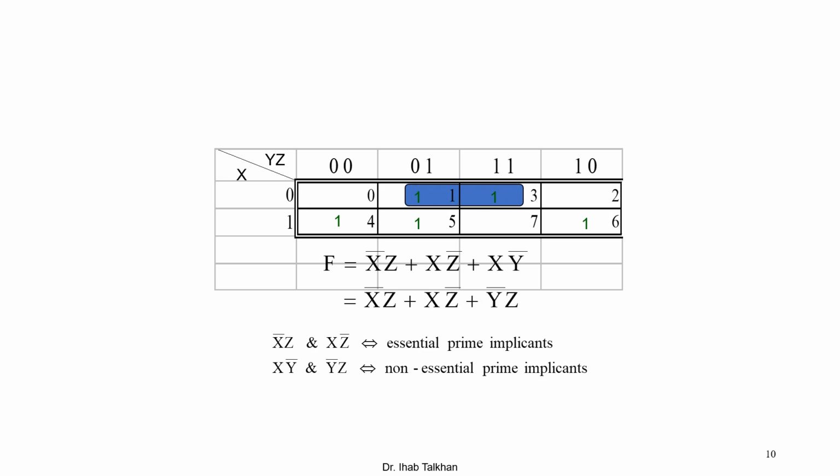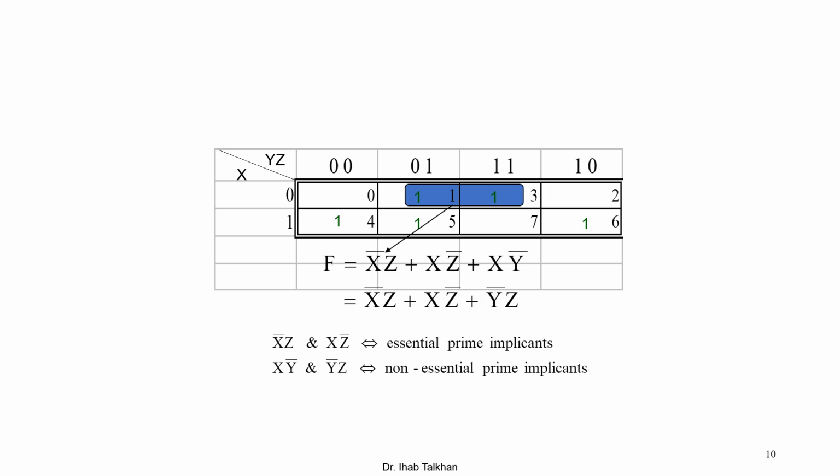The first group here is cell number 1 and cell number 3. You have a group of 2. And this group, actually, we can say is essential. Yes, it is essential. Why? Because cell number 3 has no other choice rather than combine with cell number 1. So the group of 3 and 1 is an essential group, and the result from this group will be X bar Z.